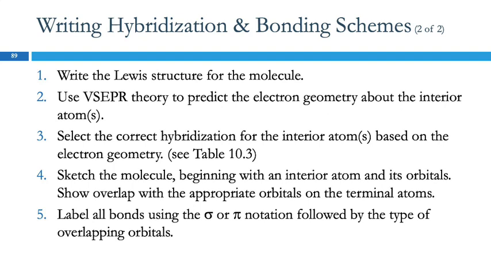Thanks. The first step is to write the Lewis structure for the molecule, and then we're going to use VSEPR theory to predict the electron geometry. We're looking at the number of electron groups around the central atom. Based on the number of electron groups, we're going to select the correct hybridization, and that's just based on the number. Then we sketch the molecule, and we're going to show overlapping orbitals, and then we're going to label all the bonds using pi or sigma notation.